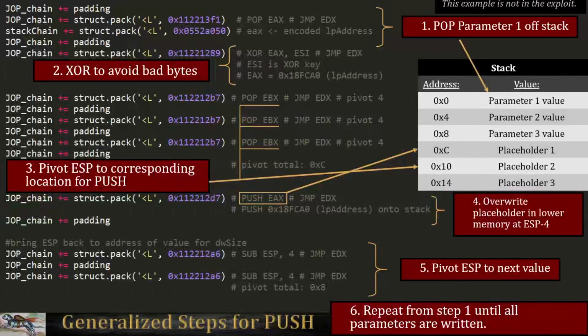With this layout, we can do this method where we pop our first parameter off the stack, XOR it to avoid bad bytes. Then we pivot ESP 4 bytes above our placeholder because of that ESP -4, where push is going to write to. One way to pivot is via pop gadgets, which increment ESP by 4. Once we do our overwrite with push, we pivot ESP backwards to our parameter 2 value, and then we can repeat the process with every parameter.